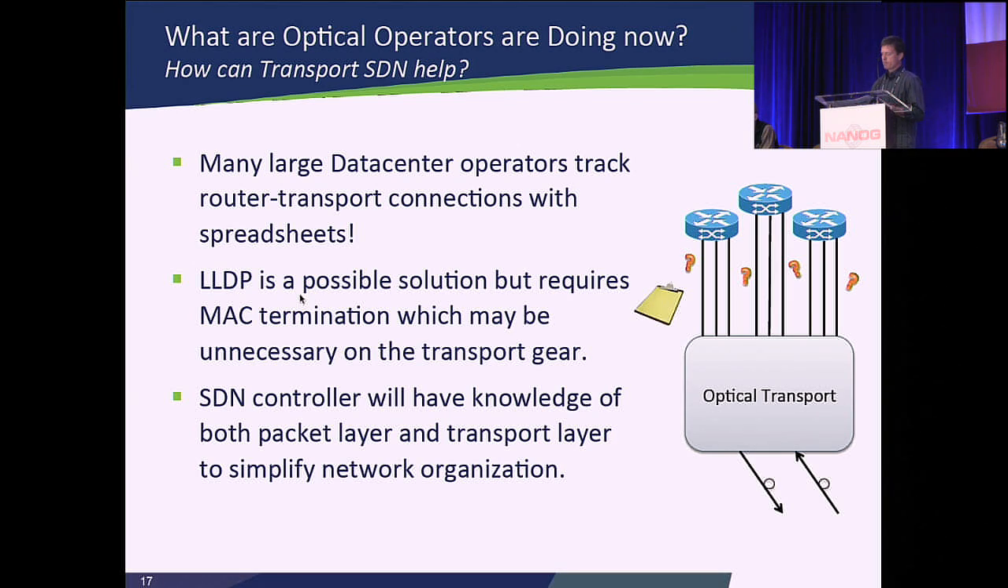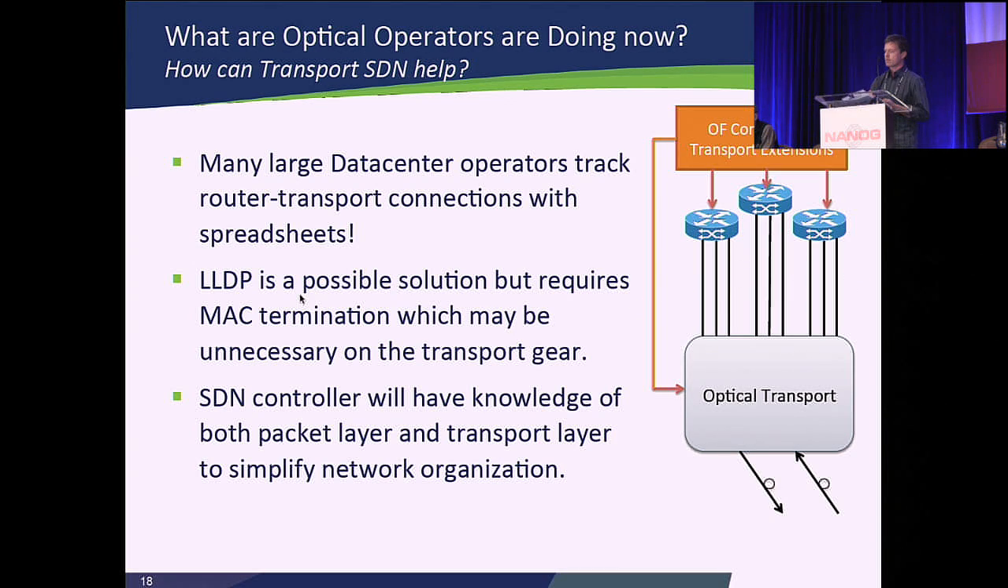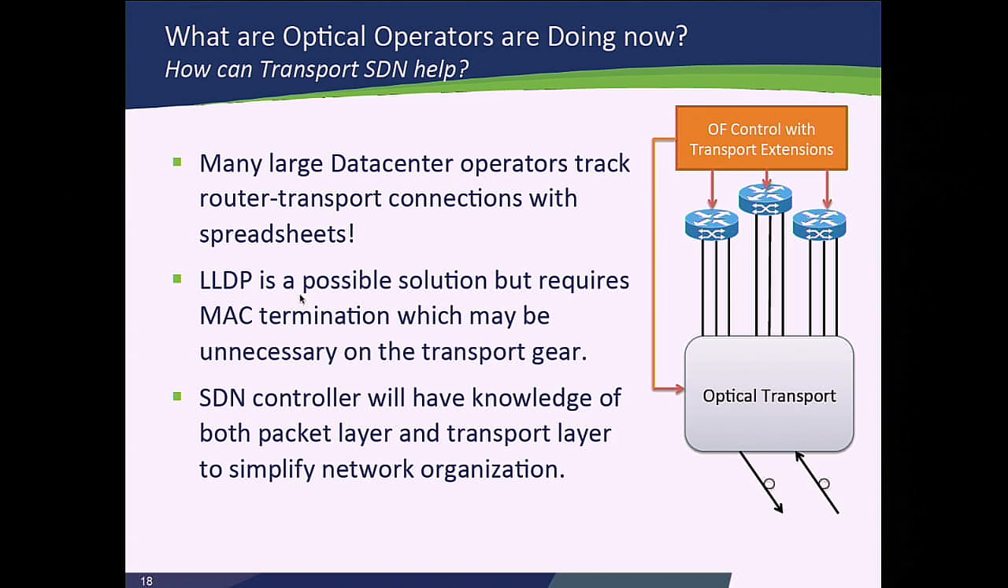So without a method to do it automatically, you're forced to use spreadsheets. With SDN control, or the knowledge that the controller will have of the transport layer, the controller is aware of the port, and it can dynamically track what's connected. And it can be another resource for debugging misconnections and also help with task planning as well.